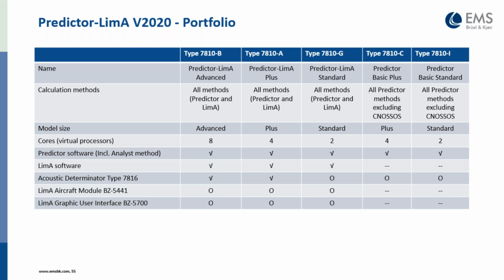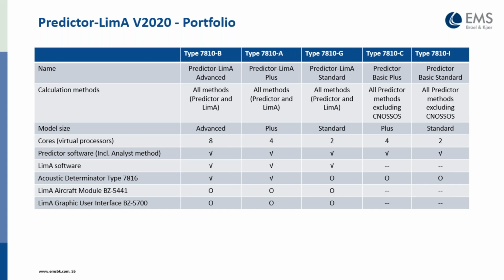The B, the A, and the G configuration, all 3 include both the LimA and the Predictor software, and also the CNOSSOS calculation method. Then, if you go to the right, the last 2 configurations, the C and the I, they only include the Predictor calculation software, excluding the CNOSSOS method. However, it does include calculation methods like ISO 9613, NMPB, CRTN, Harmonoise. So all the methods supported and implemented in Predictor are available except the CNOSSOS method.